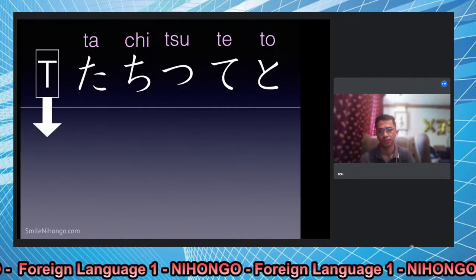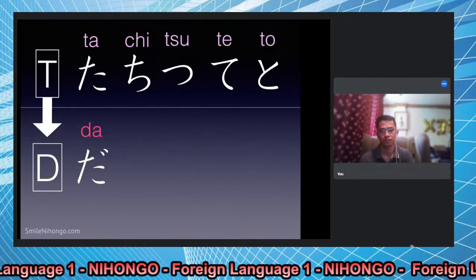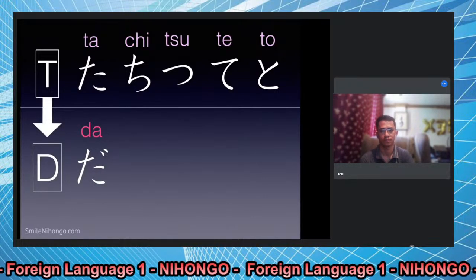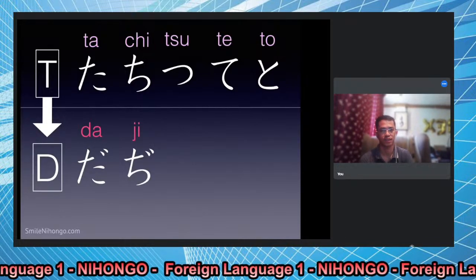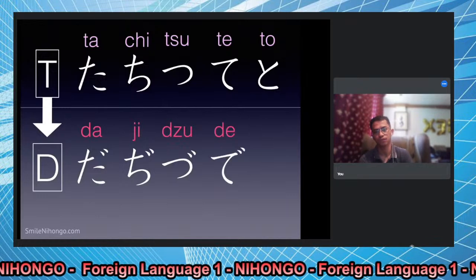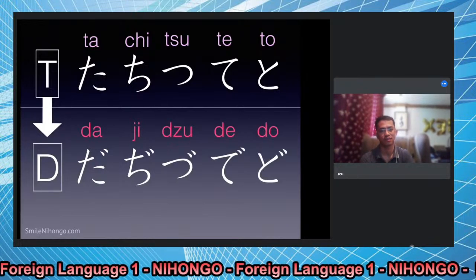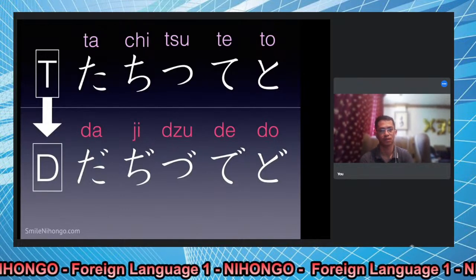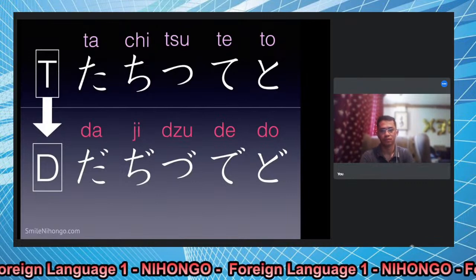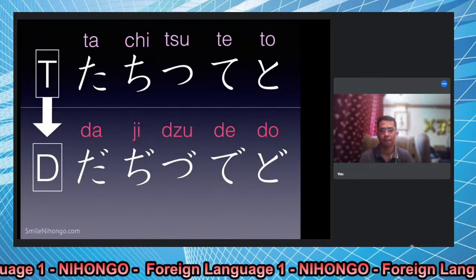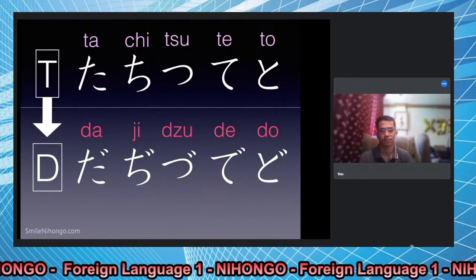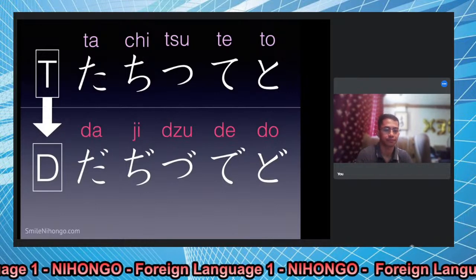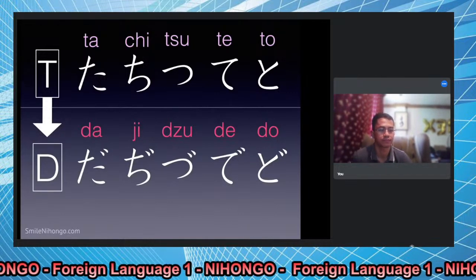And of course, you can do the same with the consonant T group. To convert the T sounds into the D sounds, you add ten-ten to each letter as usual. So this is da, ji, zu, de, do. Be careful not to say di and du. We don't have D-i and D-u sounds in Japanese. Instead, we have ji and zu sounds.